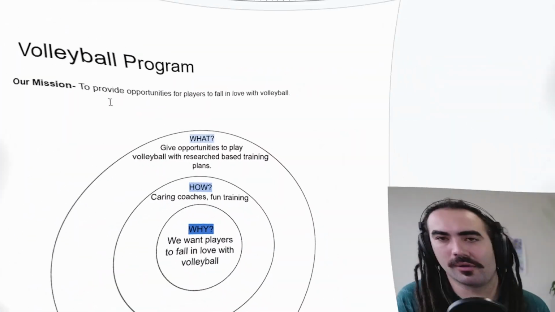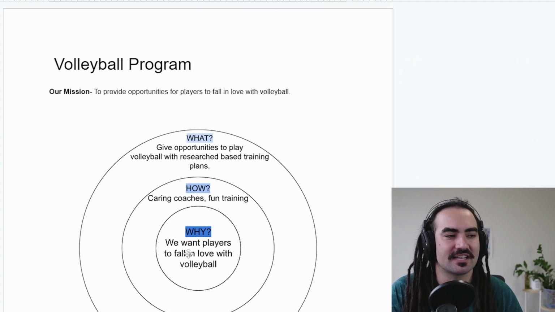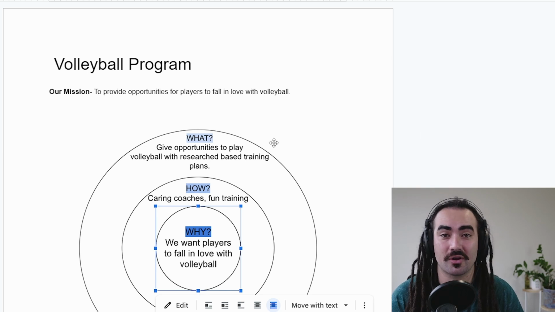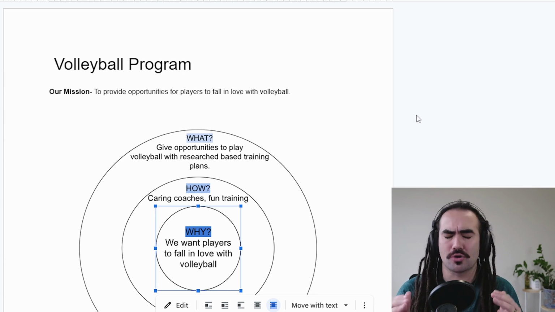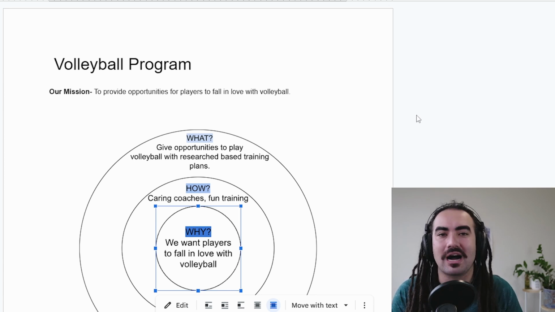Let's get into it. All right, a volleyball program starts with a mission, starts with a why. I read Simon Sinek's book, Start With Why, and that's what you need to do. You need to figure out what your purpose is, what your identity is. Why are you here? That's very important.